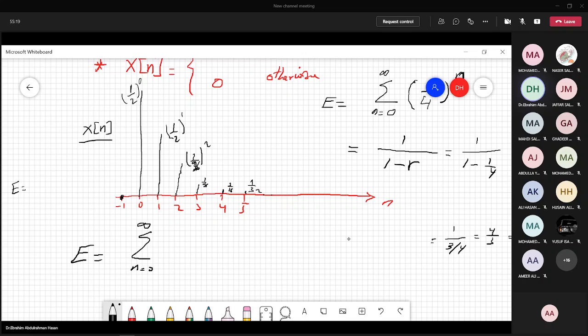The energy, let us write it from minus infinity to infinity of x square of n. x of n is equal to 1/2 to the power of n. This was 1, this is half, this is 1/4, 1/8, and so on. Then I can write it as 1/2 to the power of n. This is x, but we want x square, so I can put the square here, so 2 to the power of n becomes 2 square, then it is 1/4.